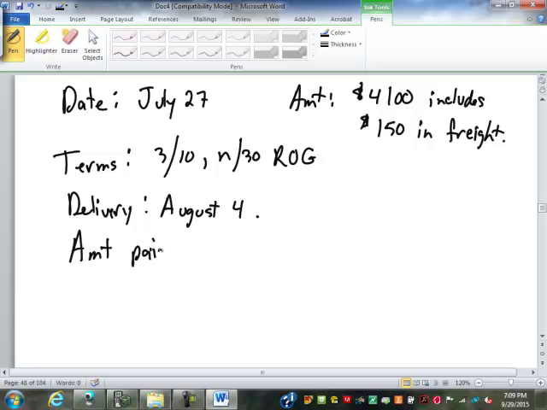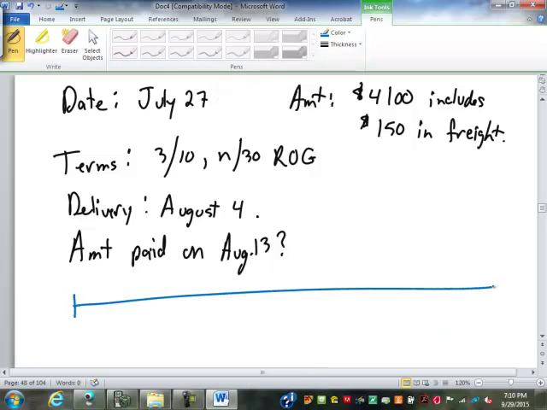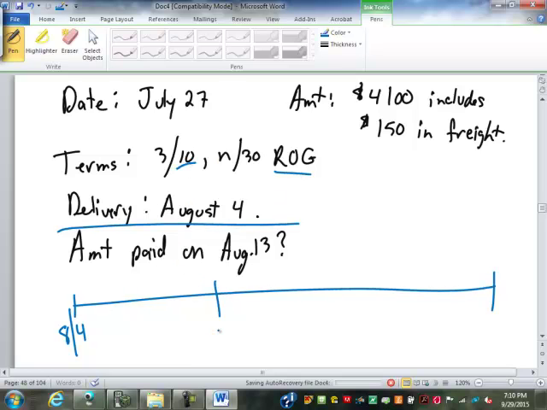Find the amount paid if paid on August 13th. So find that in your notes. What's going to be the beginning of our timeline here? It's ROG, so it's when the goods are delivered. August 4th is the beginning of our timeline. 10 days later would be the 14th. 30 days later would be September 3rd.